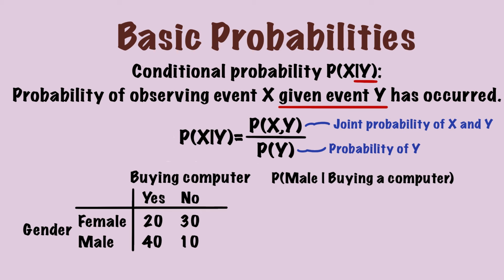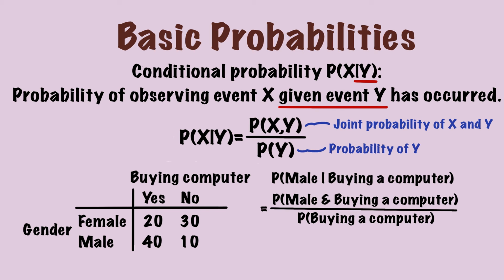Let's look at an example. Say we have this database which records the gender of a person and whether the person buys a computer, and we want to know the probability that a person is male given that person buys a computer. So, we just plug in the formula: the joint probability of male and buying a computer, divided by the probability of buying a computer. We start with the numerator.